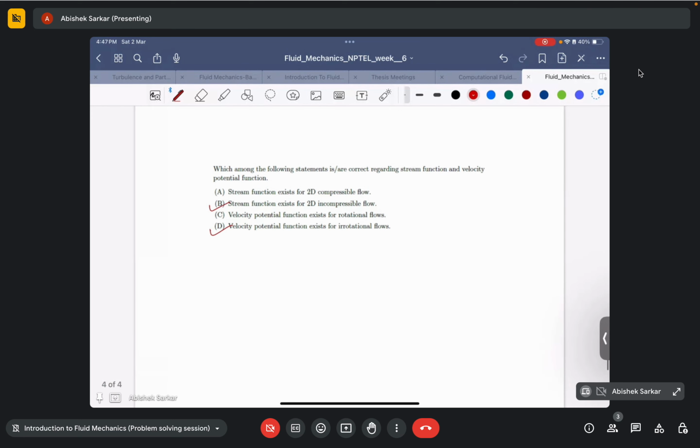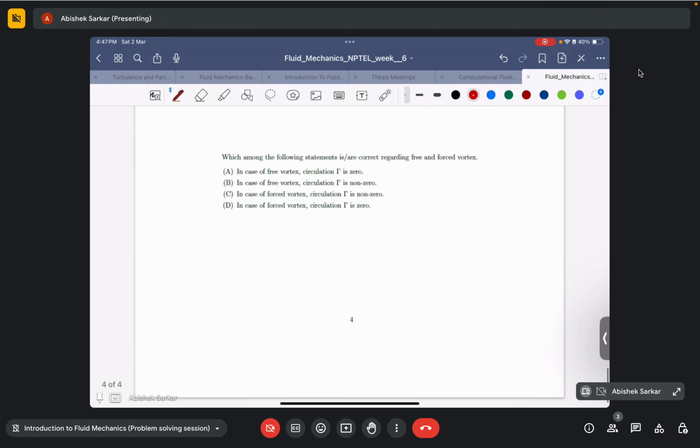Okay, then the final question is, which among the following statements is or are correct regarding free and forced vortex? So this I guess I just discussed before starting the questions for today's session. In the case of free vortex, the circulation is 0, so that would be correct, right? In the case of free vortex, circulation is non-zero, so that is not correct because we found that circulation is 0 in the case of free vortex.